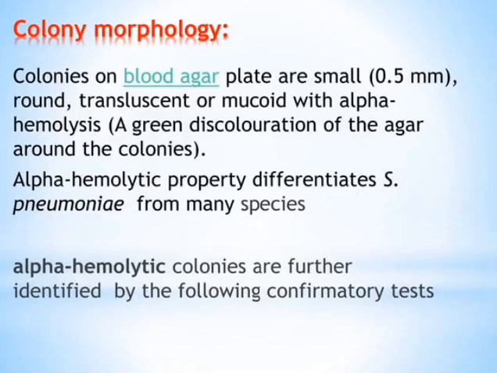Colony morphology. The colonies on the blood agar plate are small, round, translucent or mucoid with alpha hemolysis, a green discoloration of the agar around the colonies. The alpha hemolytic property differentiates S. pneumoniae from some other species.